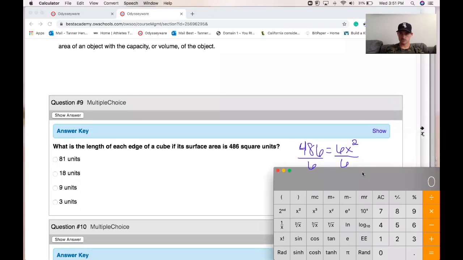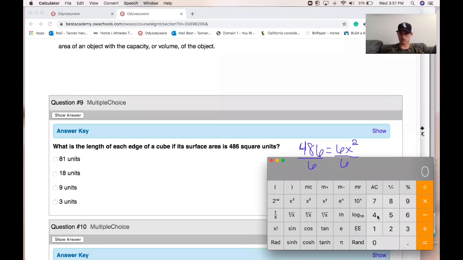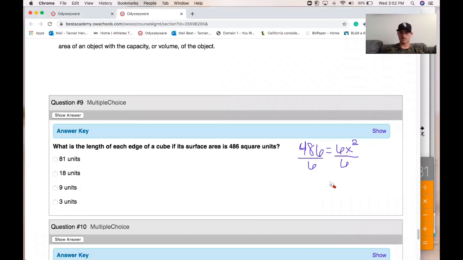486 divided by 6. Yep, would have known that. Is 81. So now we got 81 equals x squared. What's wrong with this picture?